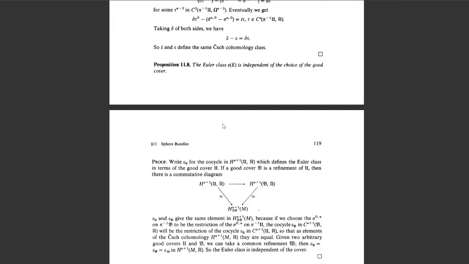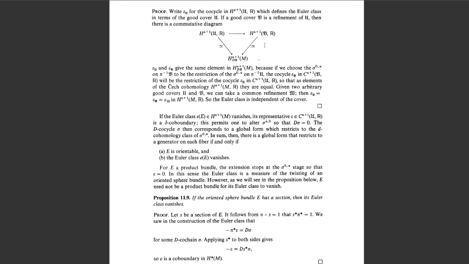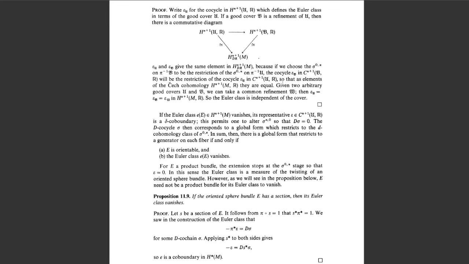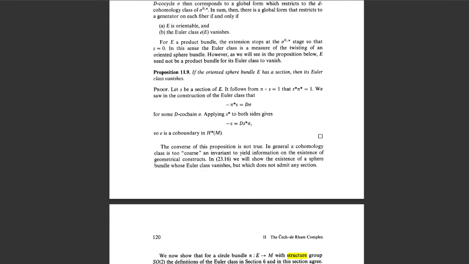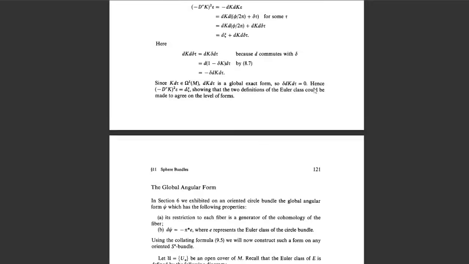So the Euler class E is independent of the choice of a good cover. It's like the Euler class itself has this nice property as well. And of course, you would have to prove that. But really, we're just leveraging the de Rham isomorphisms, and keeping track of those types of invariants, topological invariance.